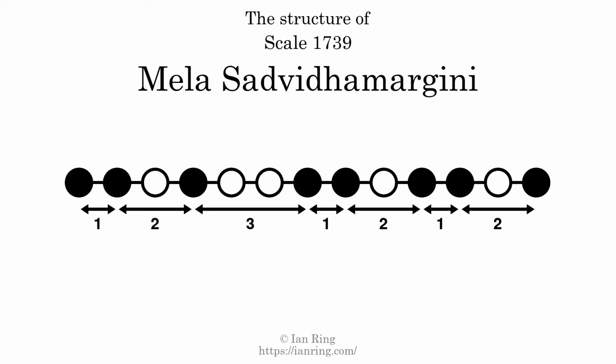The structure of a scale is a description of the interval distance between each successive tone. This scale has a structure of 1 2 3 1 2 1 2.